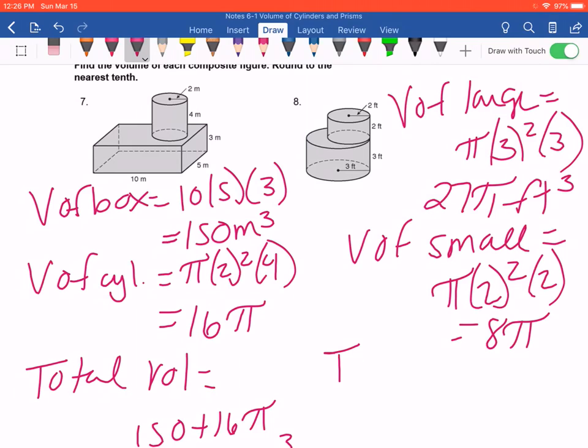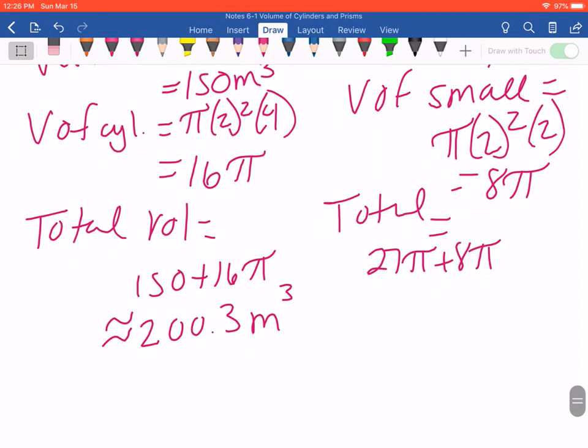So now I want to calculate the total. My total is going to be 27 pi plus 8 pi. Remember, we have to round per our directions. So rounding, what I end up with is about 110, and we're talking about feet cubed.